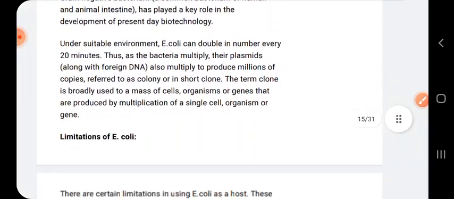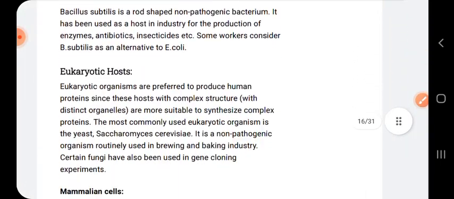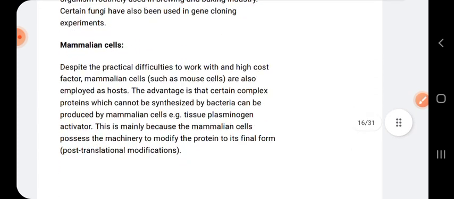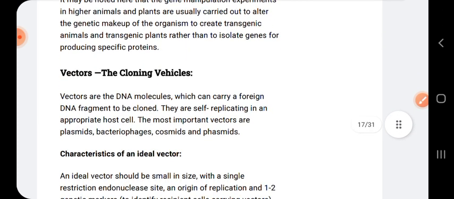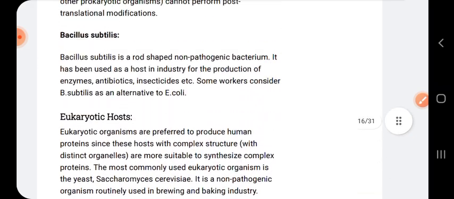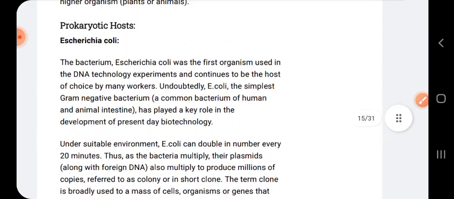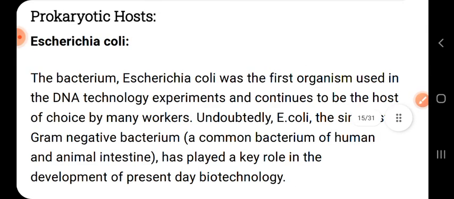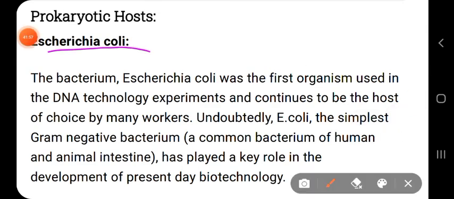For the prokaryotic host, we preferably use E. coli. Let us see the limitations of using E. coli. Every time, whether you are doing genetic experiments for the prokaryotic cell, we use E. coli as a model organism.